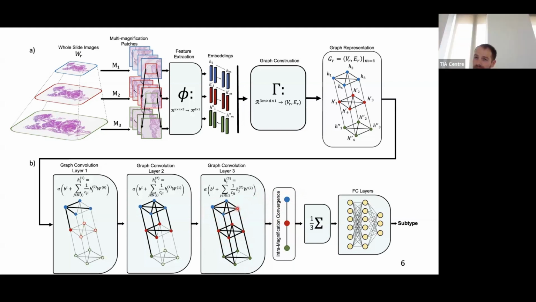Because I guess the whole question I'm asking is, if you had a node level target, is there a way of adapting this architecture such that you do that sort of prediction task, or is it purely designed for graph level prediction?